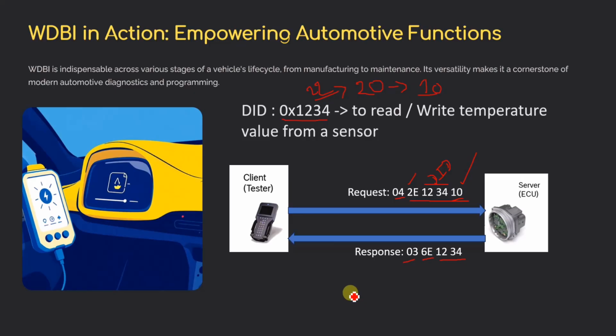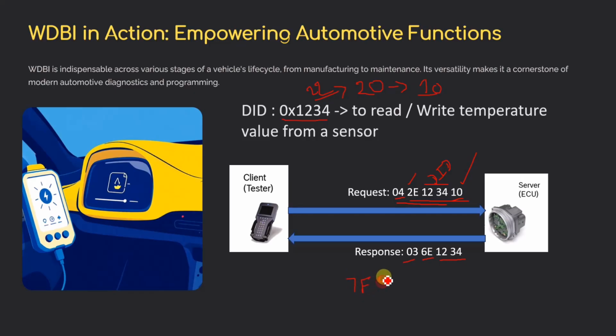And it supports some NRCs also, besides the positive response. So I am sending 04 2E 1, 2, 3, 4, 3, 4, 10. This is the correct format. If I send only this much and I am not sending any record data, the record data is compulsory. Record data is what data you want to write, and you should mention that in the request message. If I am not sending it, the ECU will send a negative response. What will that negative response be?